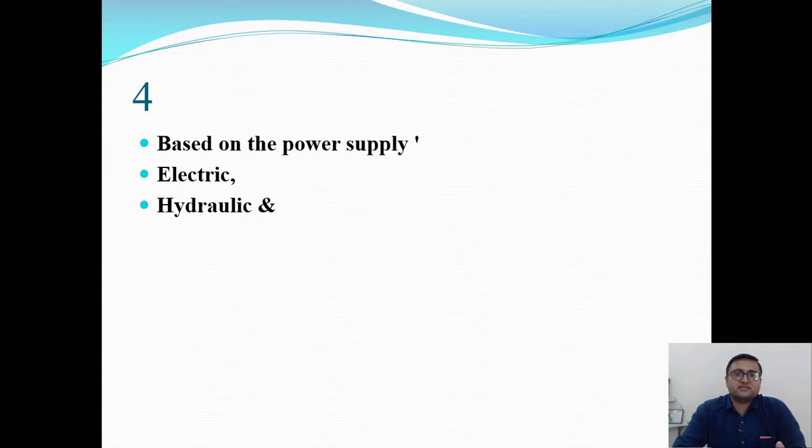The third type of classification is based upon the number of axes. In case of the number of axes, there are two subcategories. The first one is 2 axis and 3 axis type of CNC machine, and the second category is 4 axis and 5 axis types of CNC machine. In case of a 2 axis CNC machine, the example is the CNC lathe machine, and in case of a 3 axis CNC machine, the example is the CNC milling machine.